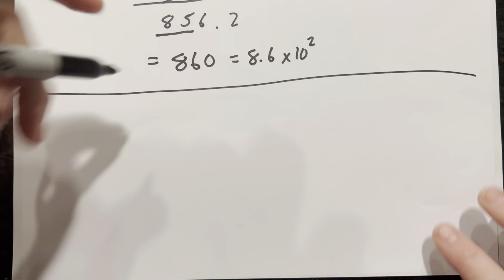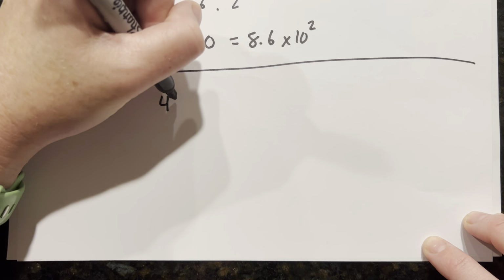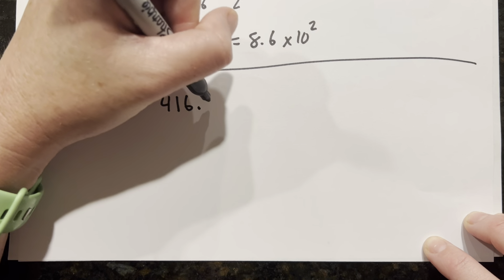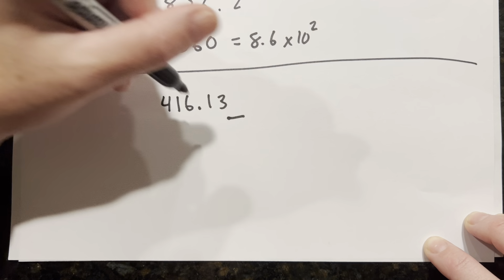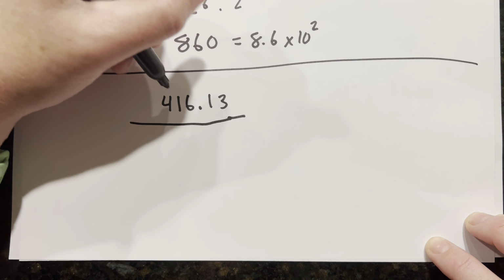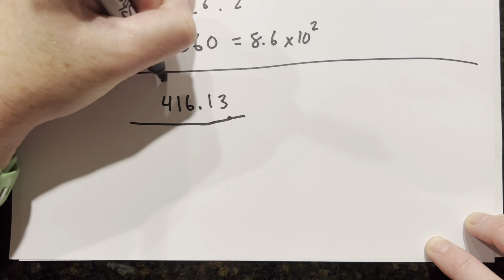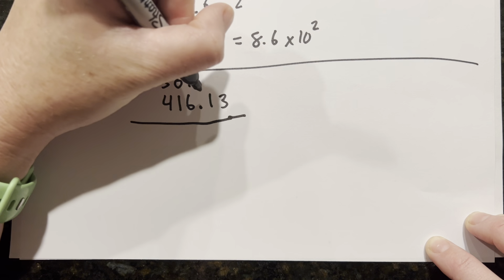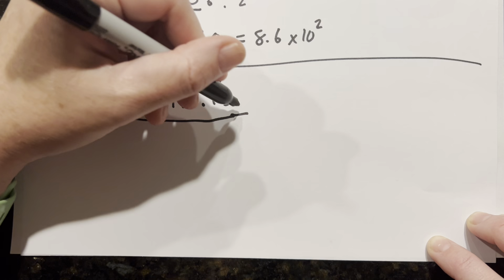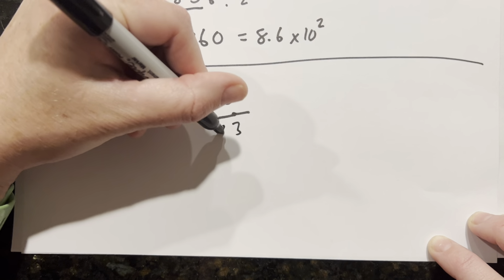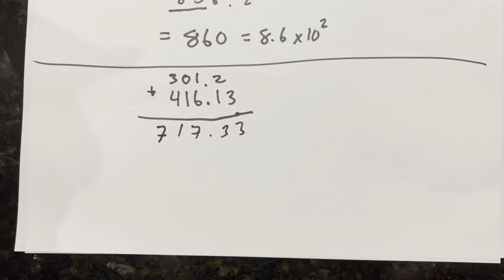If you have something with several decimals, and this is a question we kind of did in class already, 416.13. I'm drawing a line. I guess I'll put the other number up here. I'm committed now. 301.2, something simple like that. And let's add those up. This is a 3, 3, 7, 1, and a 7. So we get 717.33.